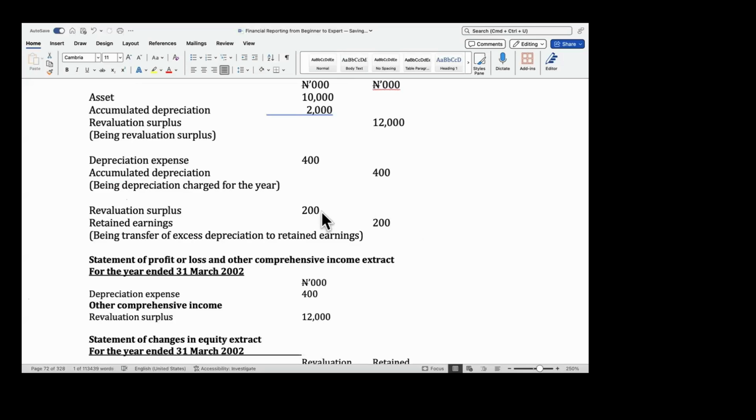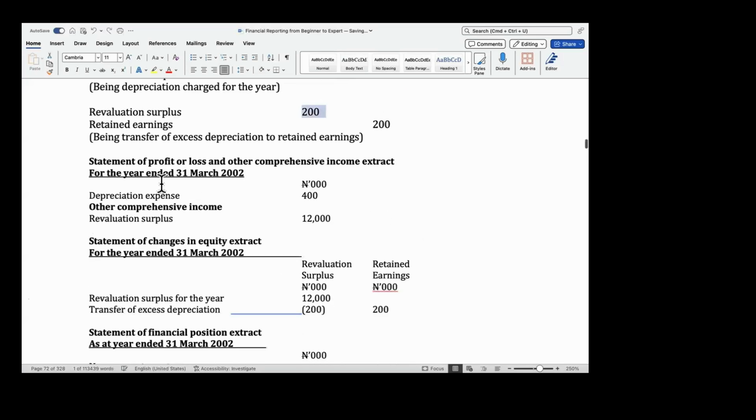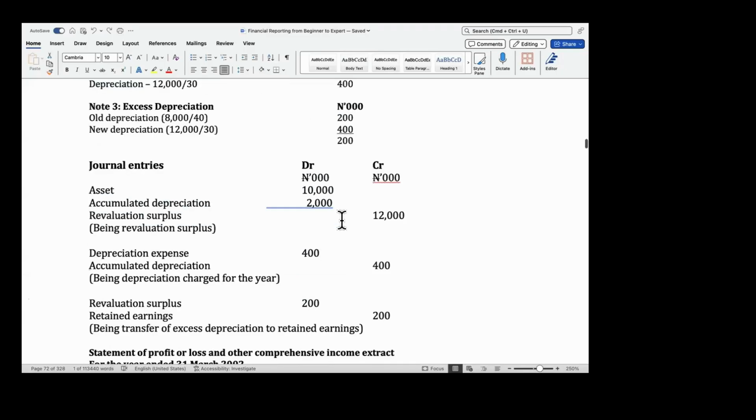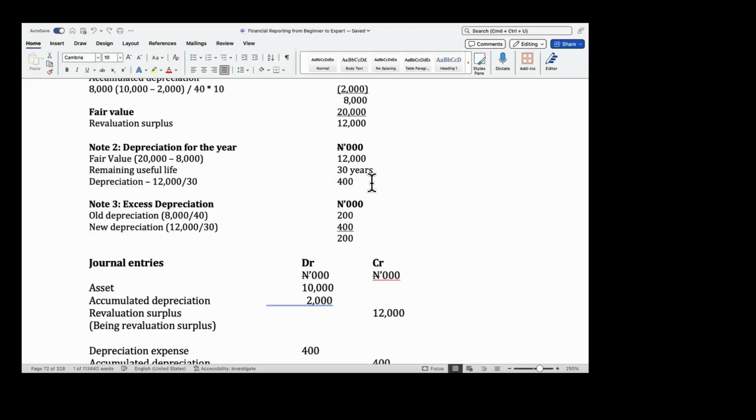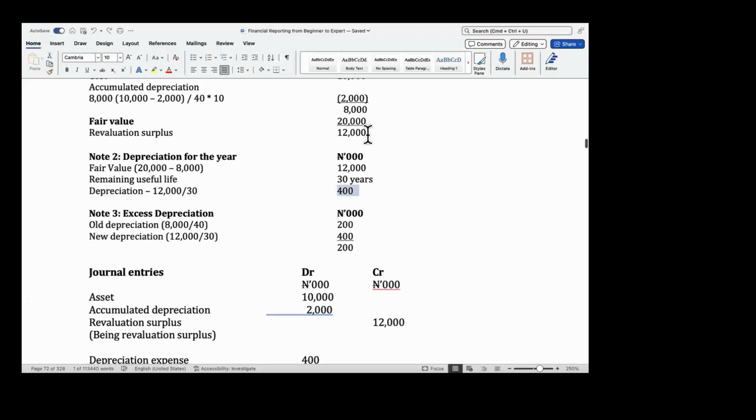So in this question now, look at how the P&L looks. The depreciation for the year is 400. The revaluation surplus for the year is 12,000. Like this is the 400 I'm talking about, the 400 depreciation for the year. This is the revaluation surplus that goes to OCI.